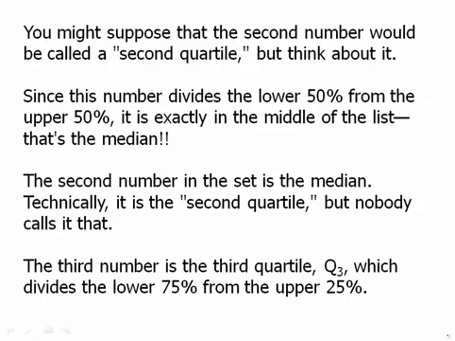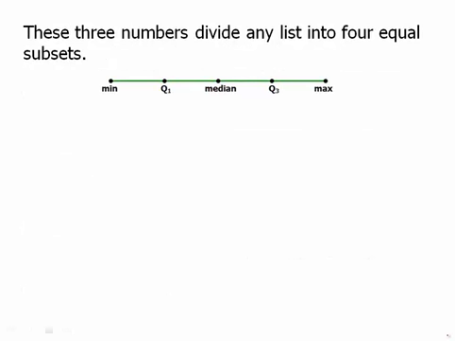The third number is the third quartile, which divides the lower 75% from the upper 25%. These three numbers divide any list into four equal subsets. So from the min to the first quartile is 25%, from the first quartile to the median is 25%, from the median to the third quartile is 25%, and from the third quartile to the maximum is 25%.